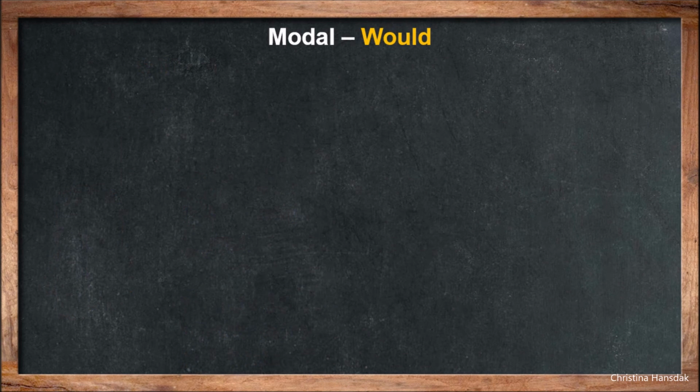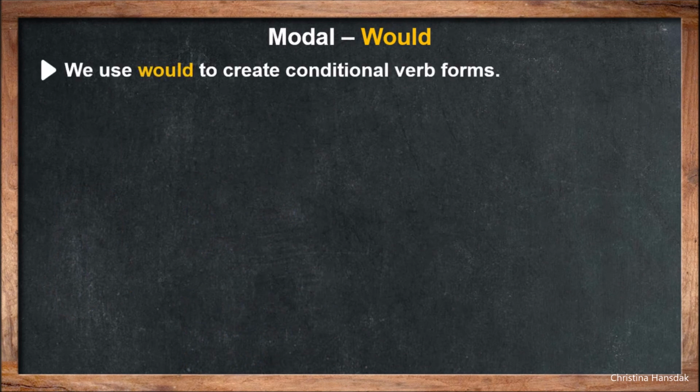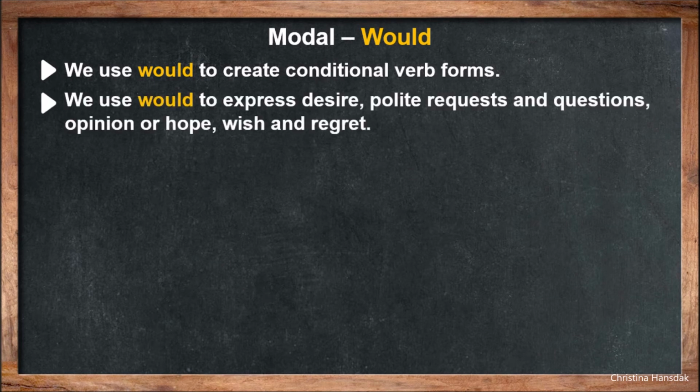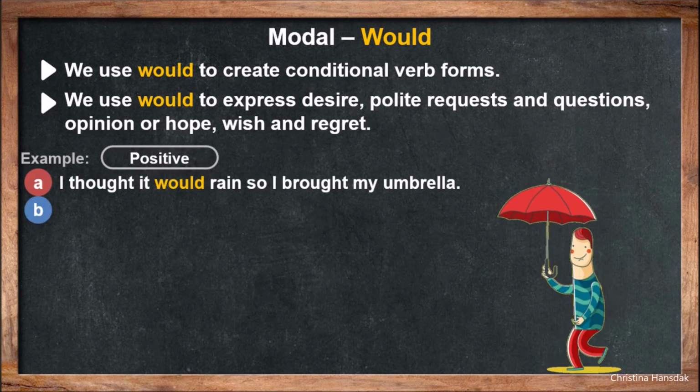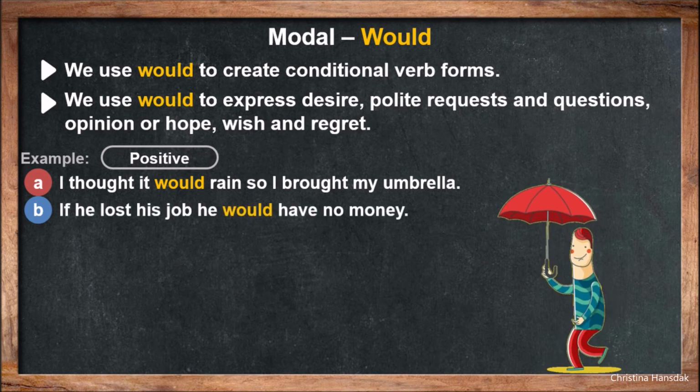Now, let's learn how to use the modal would. We use would to create conditional verb forms. We use would to express desire, polite requests and questions, opinion or hope, wish and regret. Example, sentence number A. I thought it would rain, so I brought my umbrella. Sentence number B. If he lost his job, he would have no money.